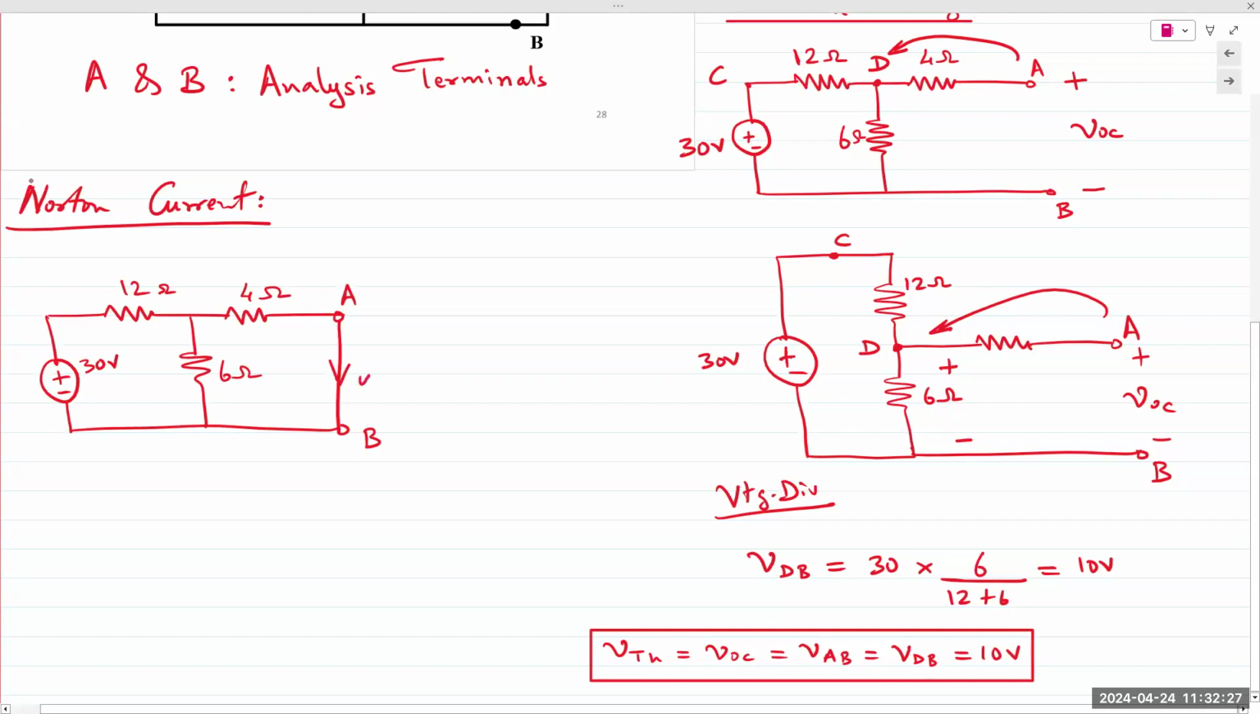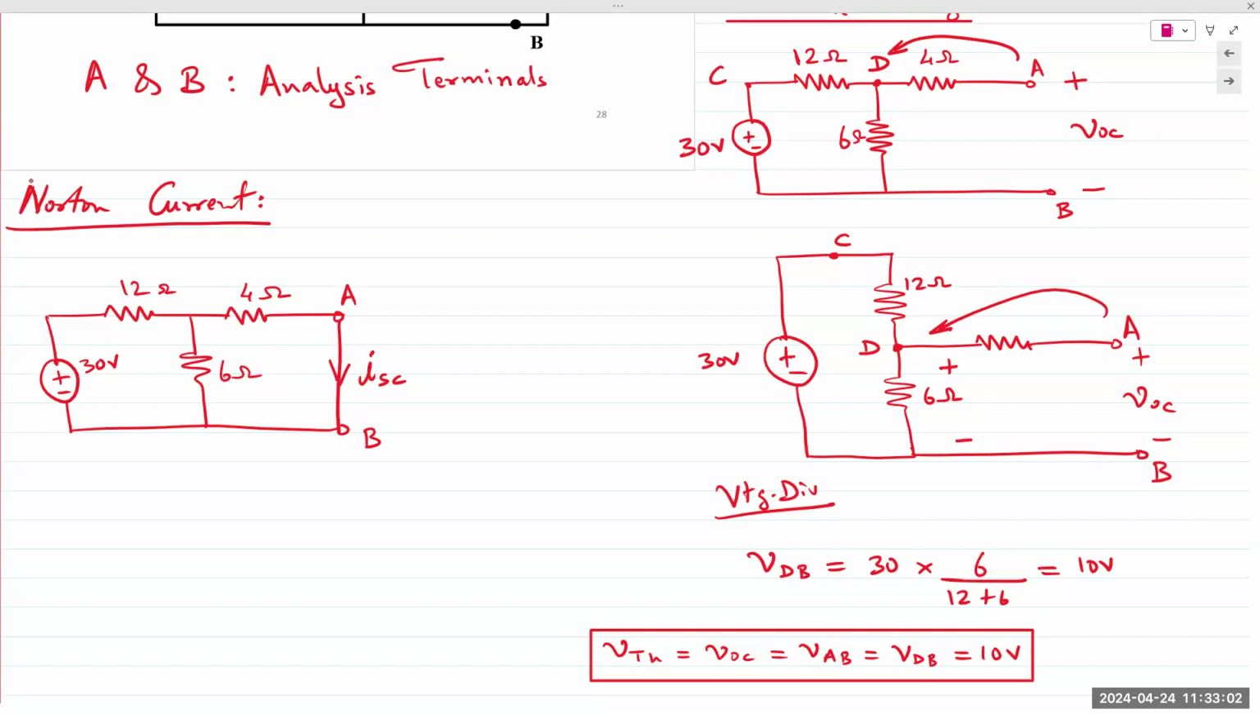I assume the current is going from A to B because for Thevenin voltage, the polarity was plus at A, minus at B. If you assume a polarity for Thevenin voltage, you stick with that same polarity. Don't change it. You assumed A is higher than B, so current is flowing from A to B. Don't change your analysis here. You can't change it by going from B to A. Norton current IN would be ISC.